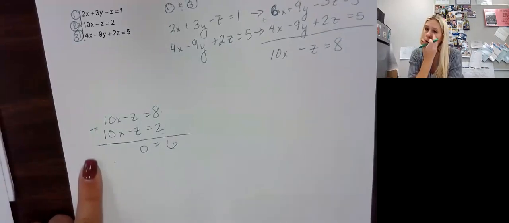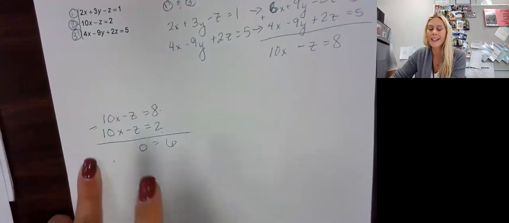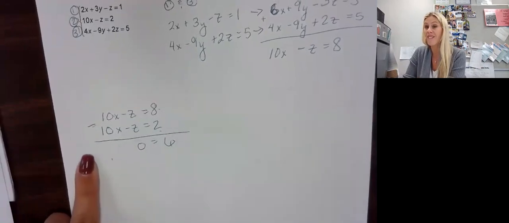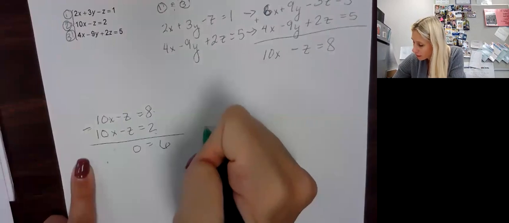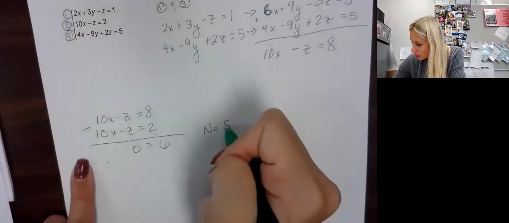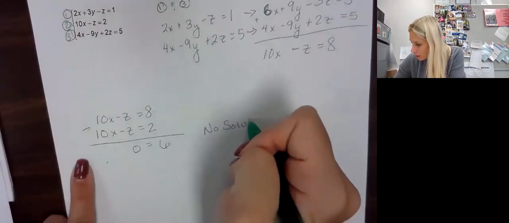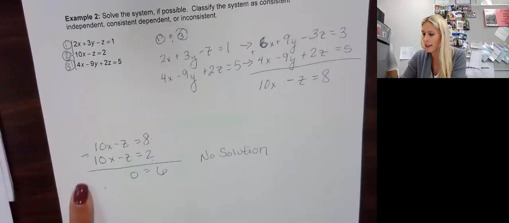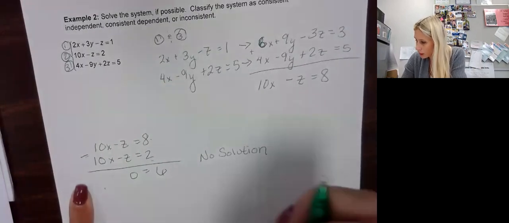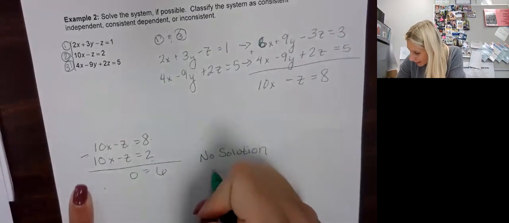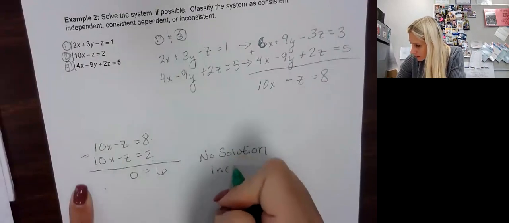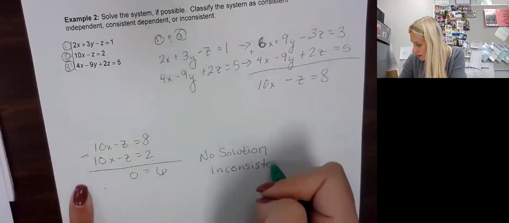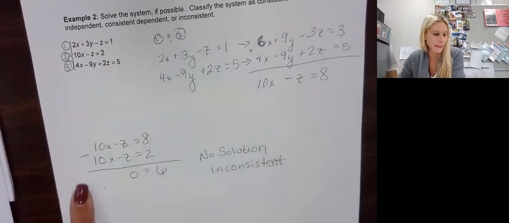Well, if you remember from our old algebra days, when we get a false statement and all of our variables have disappeared, our answer is no solution. And what's the wording that we do for this one? Well, no solution means it's inconsistent. That one wasn't that bad.